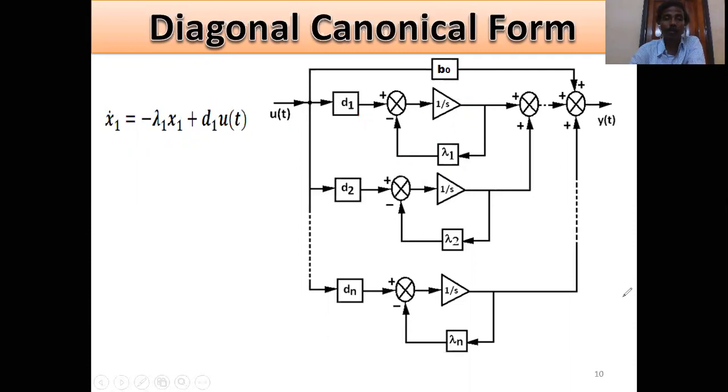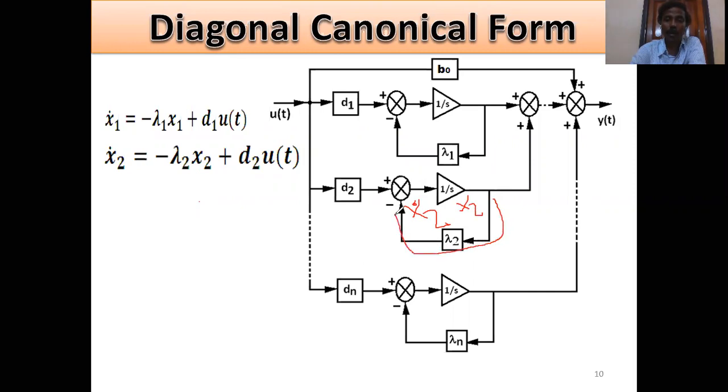Similarly, what is x2 dot? x2 dot equals minus lambda 2 into x2. This is the x2 position, x2 dot. x2 dot is integrated, and this is the x2 value. So this path is x2 into lambda 2 with a minus sign. So this is complete, and this is u(t) into d2. So x2 dot equals minus lambda 2 into x2 plus d2 into u(t).